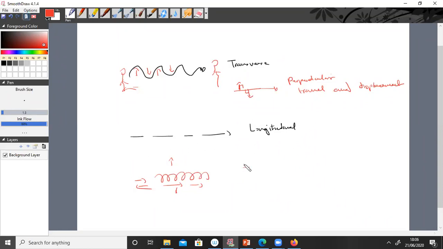So the travel of the wave is moving back and forth, and the energy through it is also going in the same direction. They're both going in the same direction, but they're parallel to each other. And this is longitudinal. In a longitudinal wave, the energy is in the same direction as the progress. So good, you've understood that.